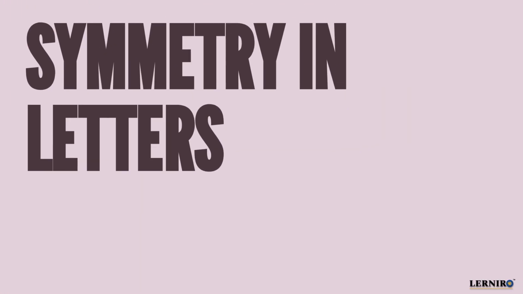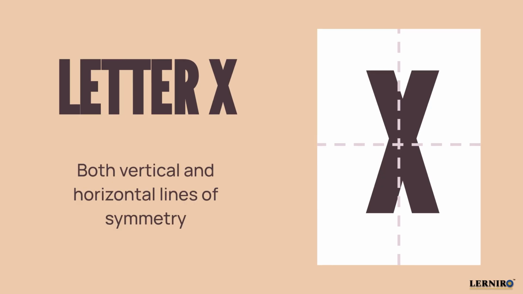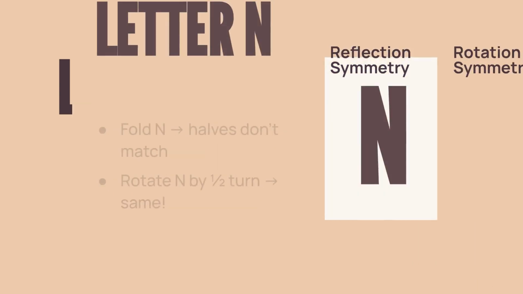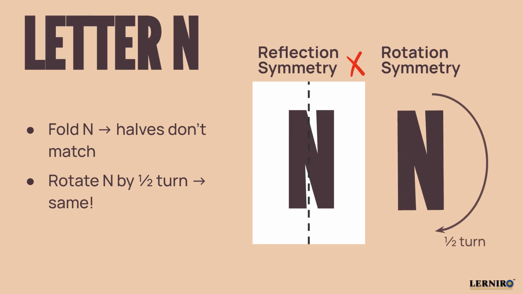Time for our first worked example. Let us examine some letters and see what kind of symmetry they have. First, the letter E has one horizontal line of symmetry. The letter X is special. It has both vertical and horizontal lines of symmetry. What about N? If you fold N, the halves do not match. However, if you rotate N by a half turn, it looks exactly the same. Therefore, N has rotational symmetry, but no reflection symmetry.